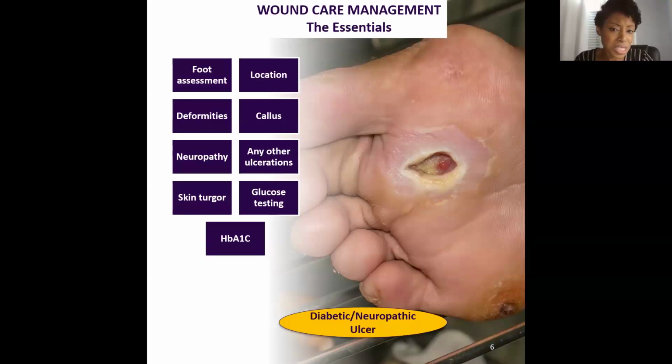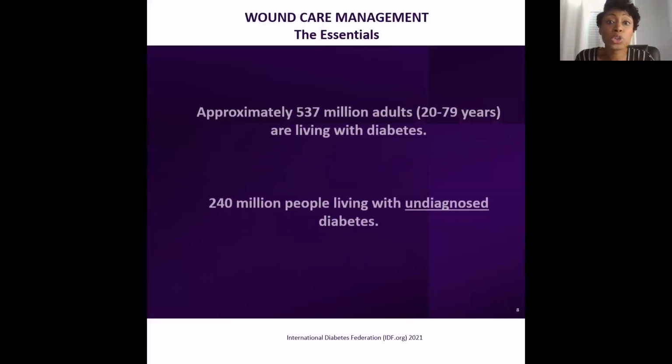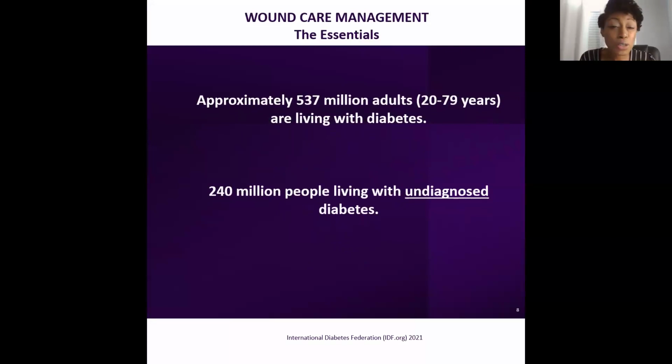And we have very good reason to be concerned about diabetes because I was just reading an article recently on the World Health Organization website, and right now in Ghana, there are about 2.4 million people living with diabetes. And I strongly suspect that this number is underreported because when we look at worldwide figures, there are actually 240 million people living with undiagnosed diabetes. So what this means is that if you have a wound that is failing to respond to your treatment despite your best efforts, you should consider diabetes as a causative factor, especially in today's environment.